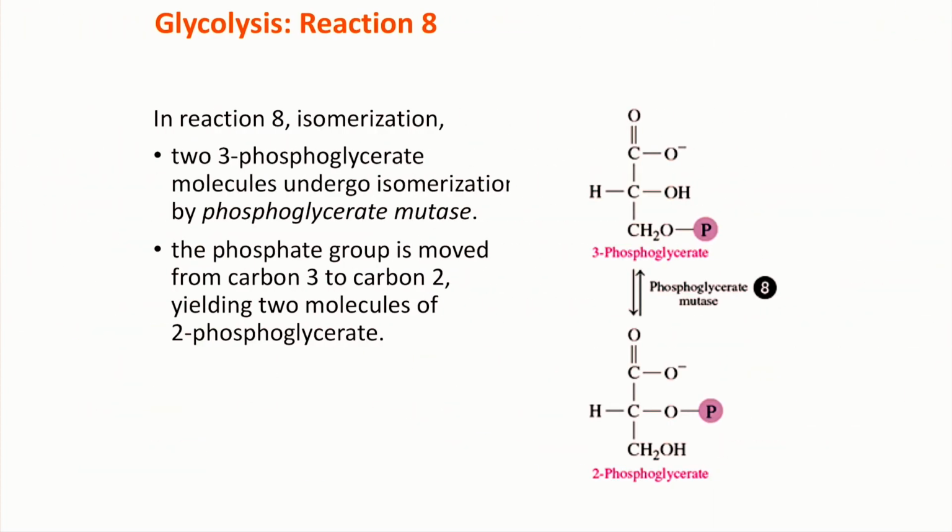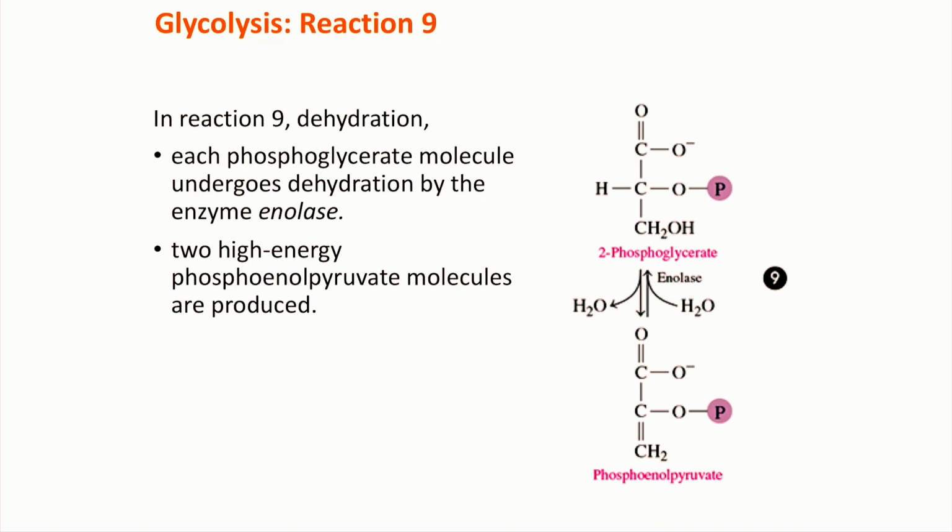In reaction 8, again the 3-phosphoglycerate converts to 2-phosphoglycerate, where it undergoes isomerization, and you will see the phosphate group moving from this carbon to this carbon, yielding 2 molecules of 2-phosphoglycerate. Now in reaction 9 it undergoes dehydration, where it undergoes removal of oxygen and hydrogen. There is removal of this hydrogen here, and also removal of this OH group, which ends up creating H2O. 2 H2O molecules are released, where it uses the enzyme enolase, finally creating phosphoenolpyruvate.